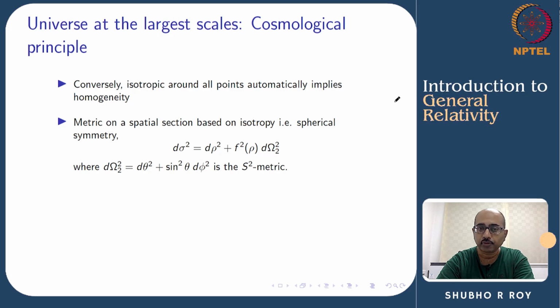Now, as a result of spatial homogeneity and isotropy, one can write down an ansatz, or a form of the metric on constant time, that is, spatial section, because space appears homogeneous and isotropic, right? There is something called the perfect cosmological principle, which says that the universe is not just spatially homogeneous, but it is homogeneous in time as well. We are not talking about that.